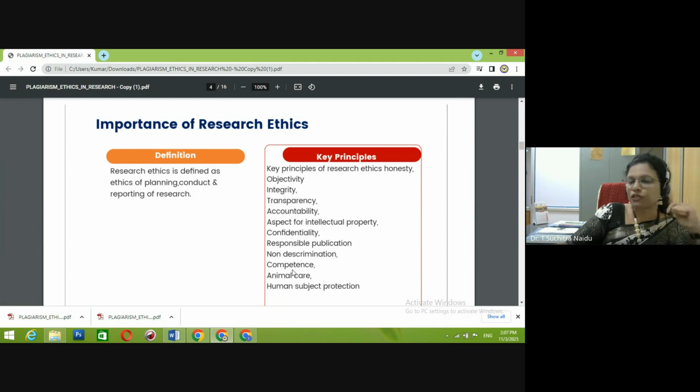And human subject protection, definitely for the protection of the human race. Our research should nowhere damage the human race. We have to protect the human race. So these are some of the characteristic features or principles which are necessary when we look into research. Next slide, ma'am.